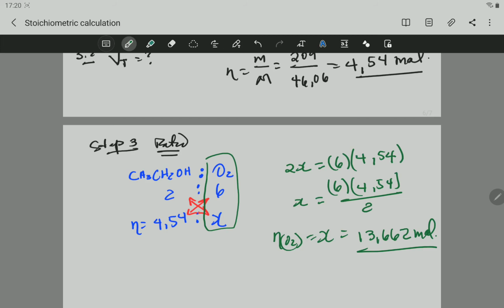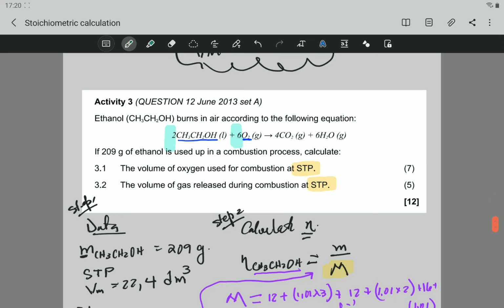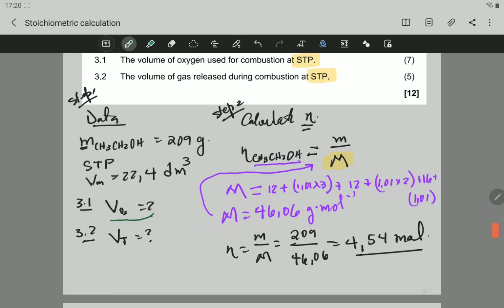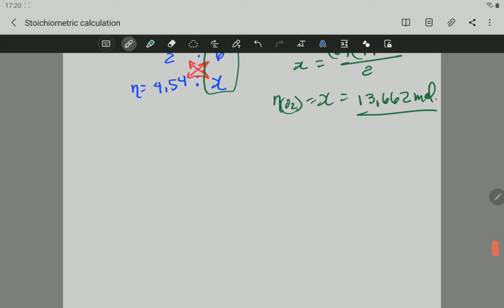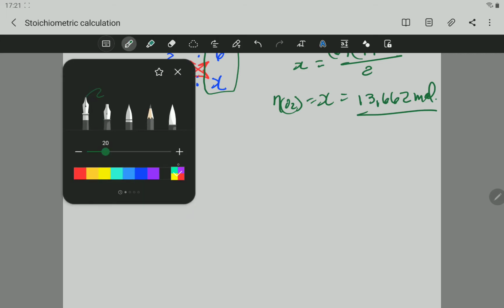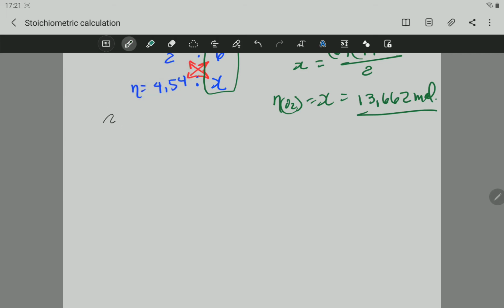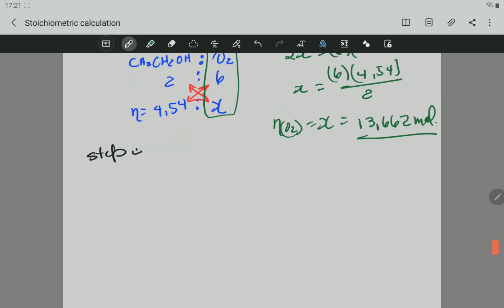Now, with the number of mole of oxygen, we can go back and calculate the question mark, which is the volume of oxygen. That is what we have to calculate. Remember, it's at STP, and only because it is at STP, we can use the formula for the molar volume. So, this is step 4, is calculate the volume. Alright, calculate the volume. So number of mole is equal to volume divided by molar volume. We're looking for volume. You can either substitute or rearrange.